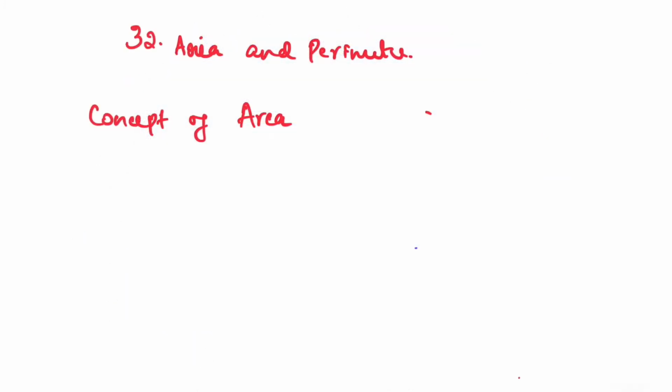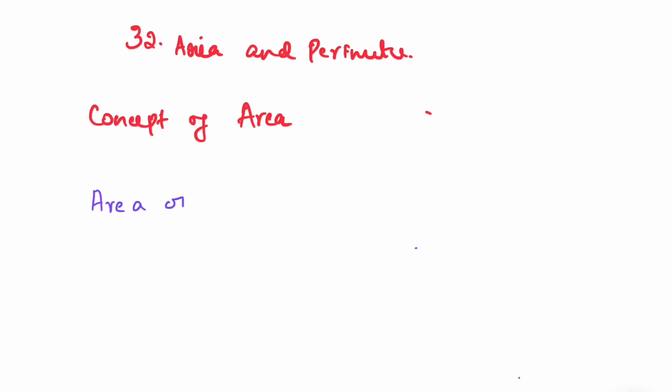Hi students, let us continue with chapter 32, area and perimeter. So today let us start with the concept of area. Area of any plane surface is the length of its boundary plus its interior. Okay. So coming to the area of a rectangle.